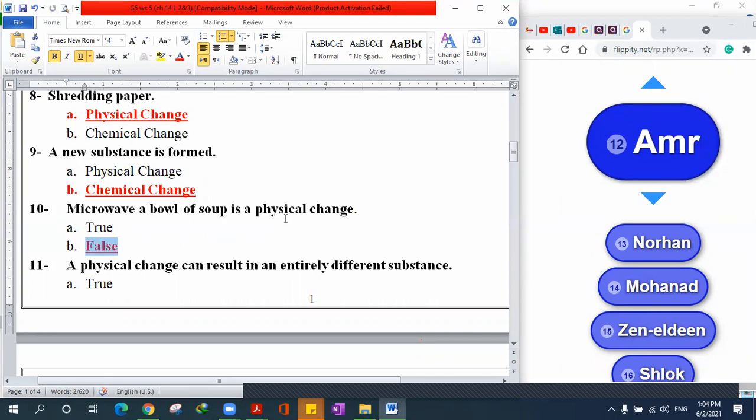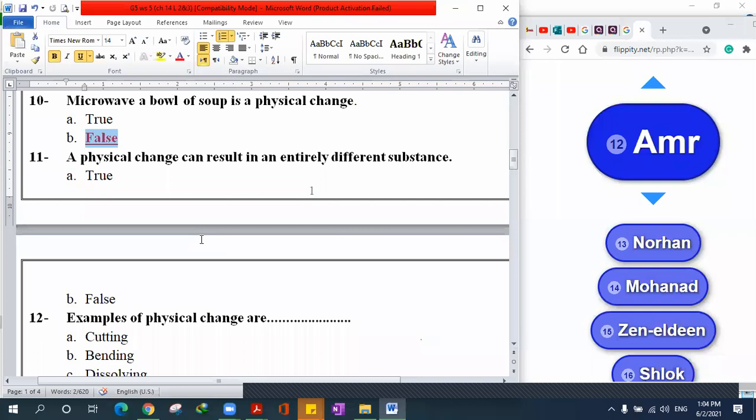Miss, true, I'm sure, because you're cooking it at a hot temperature. Yes, you're cooking it, but it's already liquid. So that means you're only heating it. It's a little bit confusing even for me. We'll check.